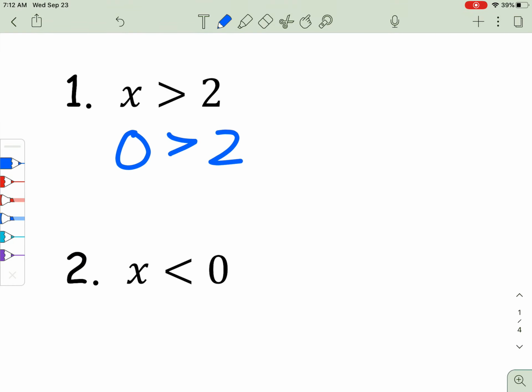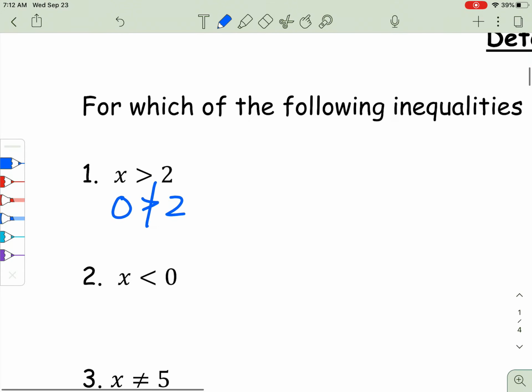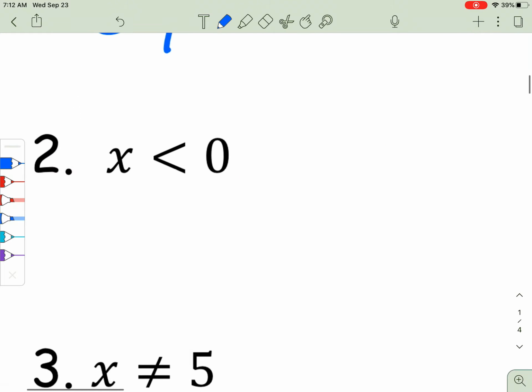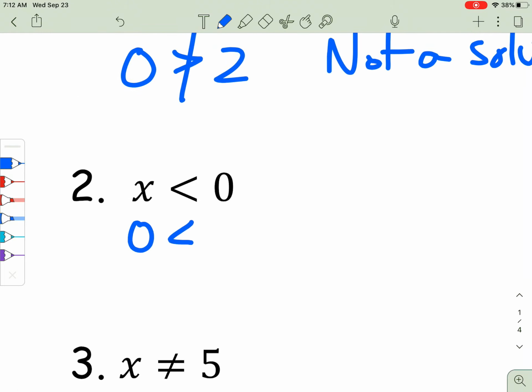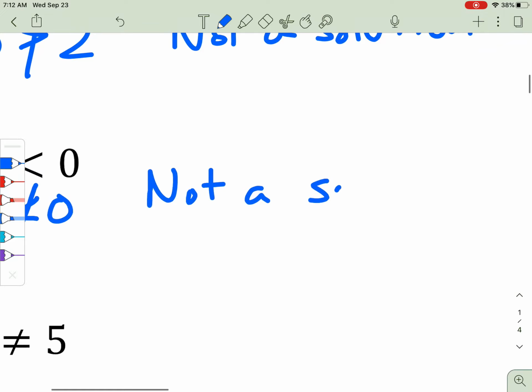So remember that the alligator mouth opens up to the bigger number, right? So if the alligator mouth opens up to the left in this one, is 0 really bigger than 2? No, right? It's absolutely not. So this is not true, not a solution. Okay, so 0 will be a solution if we plug it in and it produces a true statement. All right, so number 2, is 0 less than 0? No, still not true. They're the exact same number, right? So it's not a solution to this inequality either.